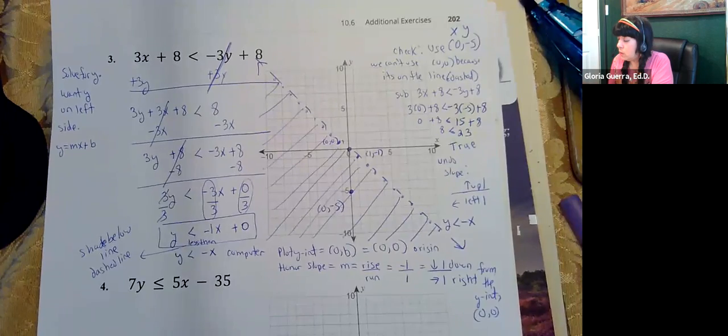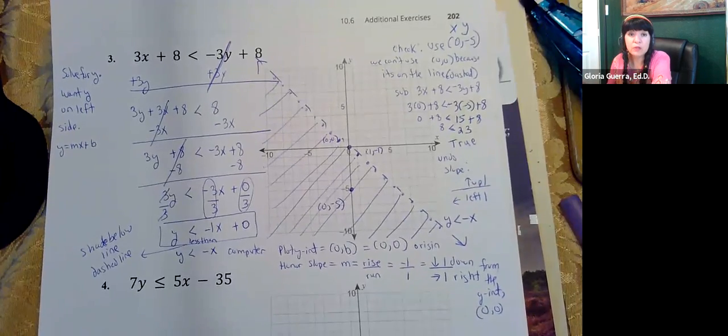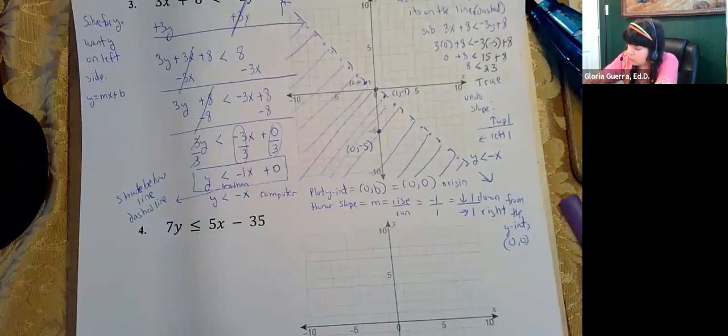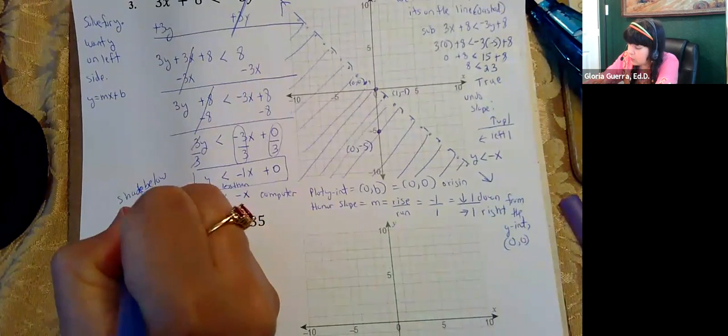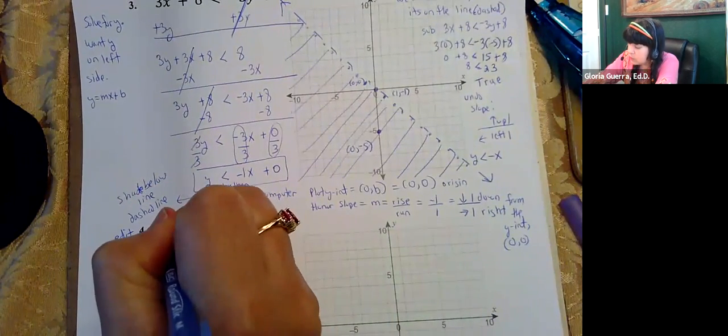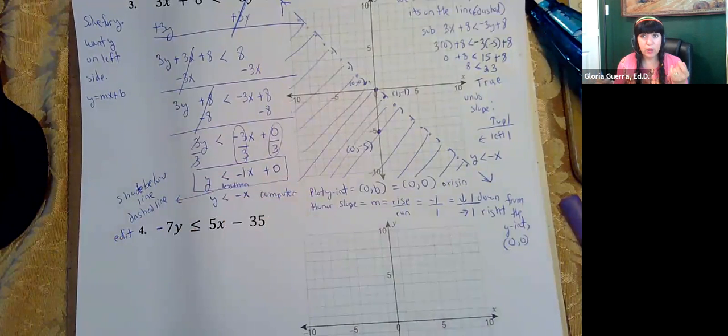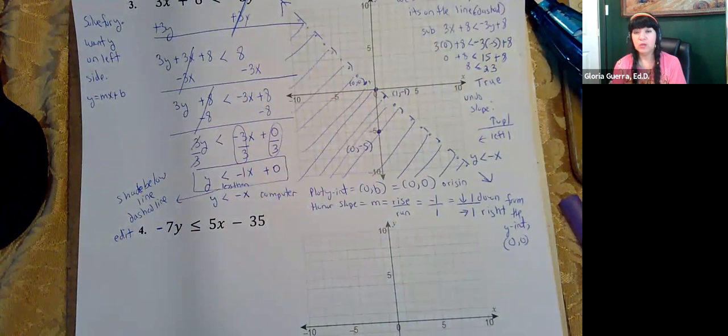Okay. All right. Now on 4, let's do an edit on number 4. And let's go ahead and make this a -7y. That way we can practice that idea whenever you multiply or divide by a negative coefficient, you have to change the direction of the inequality. Because on your homework, when you do your practice, you're going to have some like that, where you're going to have to change the direction.